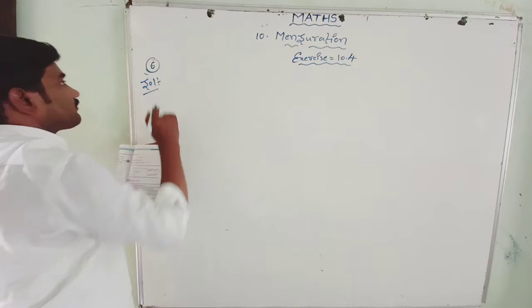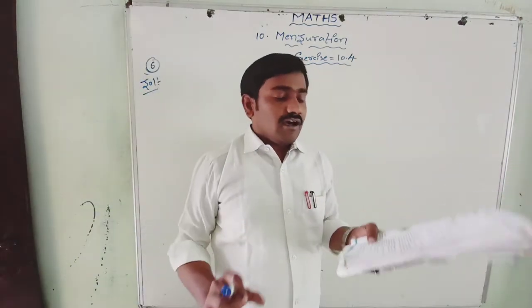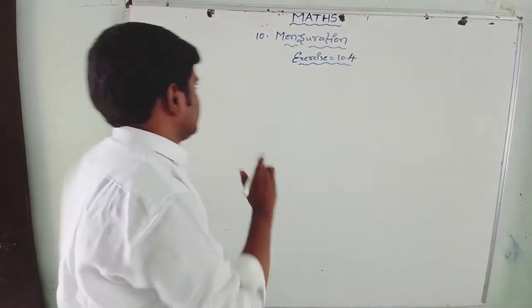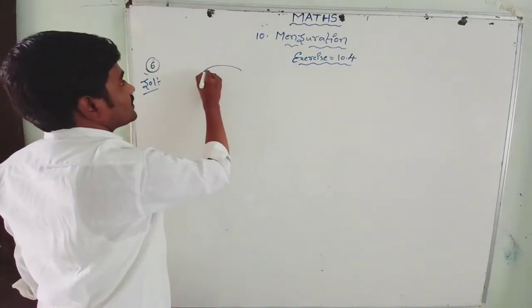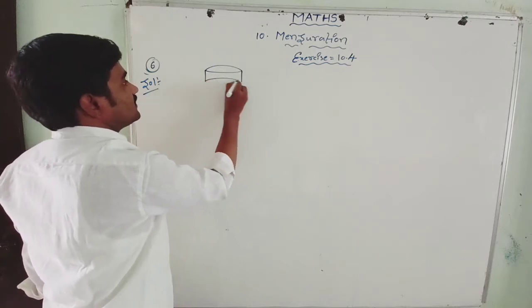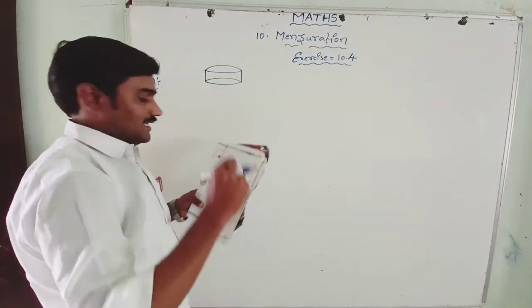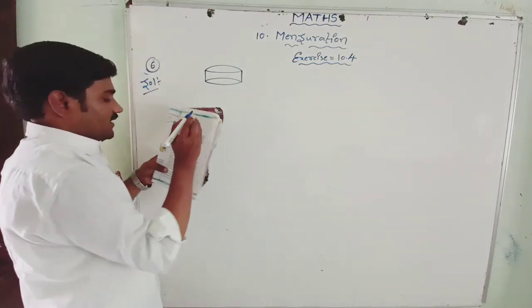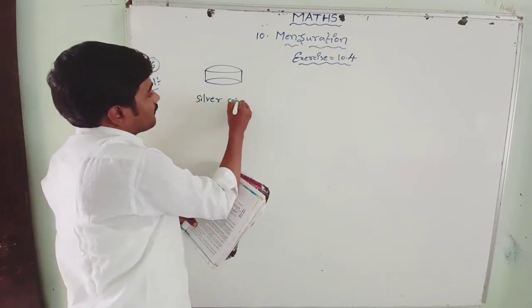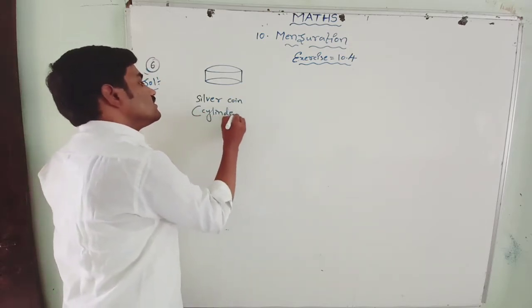Question number 6 is: how many silver coins? ఫస్ట్ ఆఫ్ ఆల్ మనకు తెలియాలి సిల్వర్ కాయిన్ ఏ షేప్లో ఉంటుంది అని. మీరు ఒక సిల్వర్ కాయిన్ తీసుకోండి. సిల్వర్ కాయిన్స్ అనేవి ఈ షేప్లో ఉంటాయి. ఇట్ ఈజ్ ఏ సిల్వర్ కాయిన్, ఈ షేప్లో ఉంటుంది. అంటే నథింగ్ బట్ ఇట్ ఈజ్ ఇన్ ద షేప్ ఆఫ్ ఏ సిలిండర్. A silver coin in the shape of a cylinder.